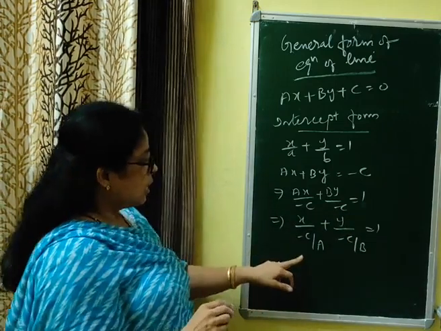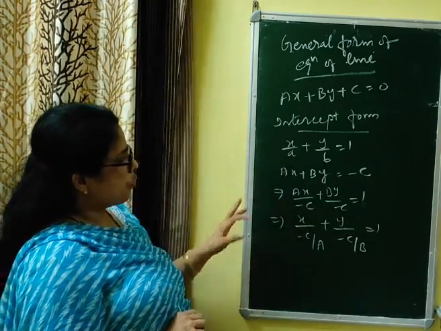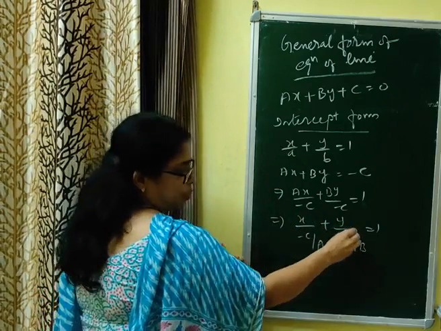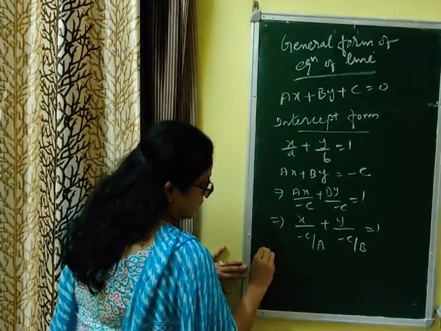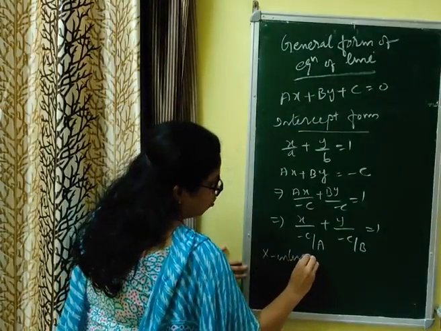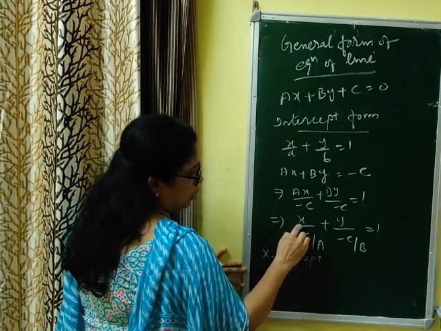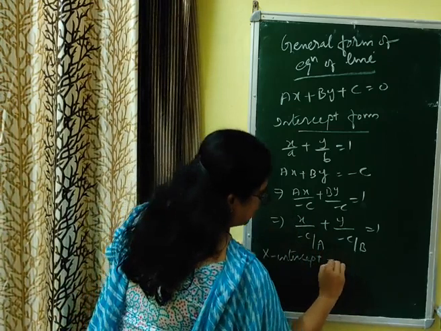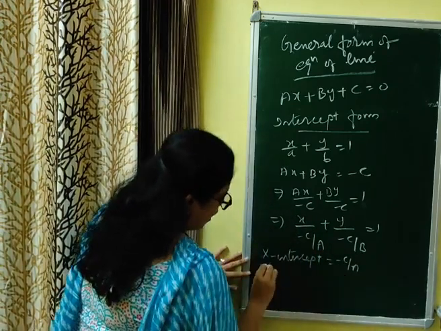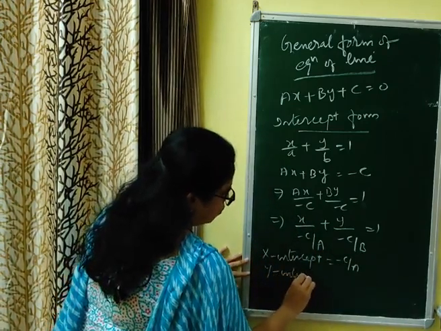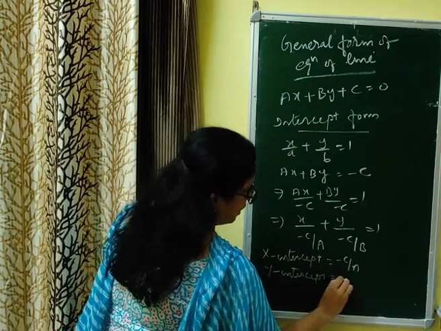See, this is the standard form of intercept form of a line with x-intercept. What is x-intercept? The quantity under the denominator of the term having x is the x-intercept, equal to minus c by a, and the y-intercept is equal to minus c by b.